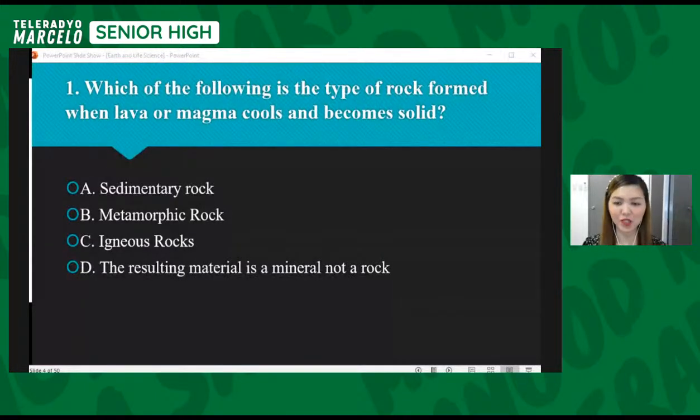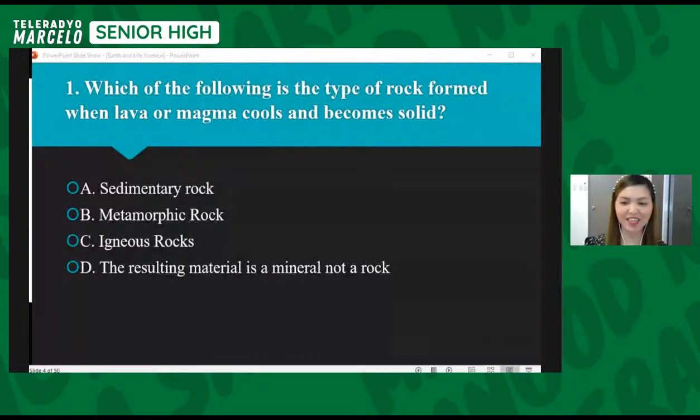Again, which of the following is the type of rock formed when lava or magma cools and becomes solid? Letter A, sedimentary rock? Letter B, metamorphic rock? Letter C, igneous rock. Or letter D, the resulting material is a mineral, not a rock. You have 5 seconds to answer, and your timer starts now.